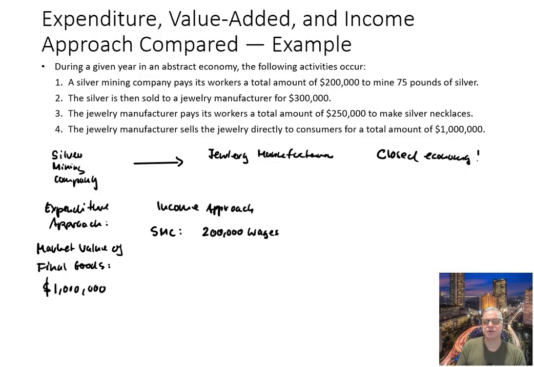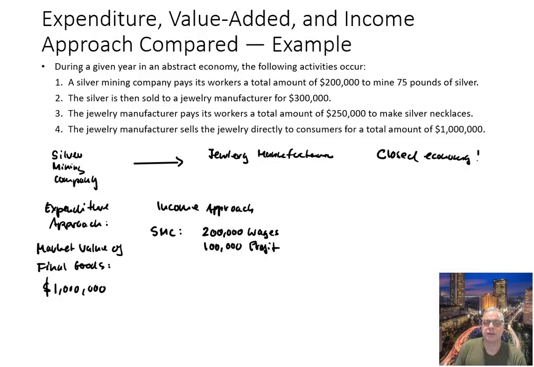Okay, then the silver is sold to the jewelry manufacturer for 300,000. So you can probably see there is another income component: if the silver mining company sold the silver for 300,000 and the only cost information is 200,000 in wages, they must have made a profit of 100,000. Okay, so 100,000 in profit.